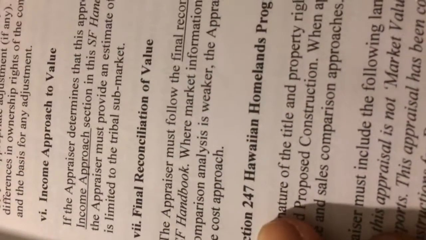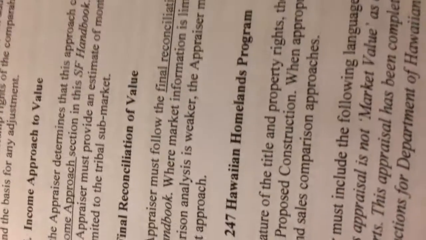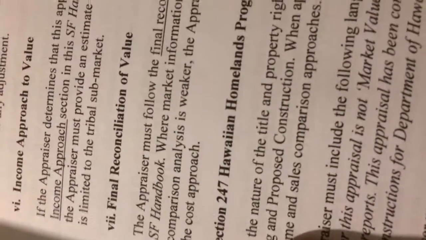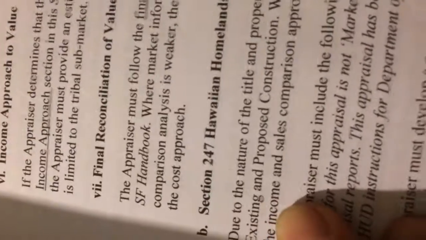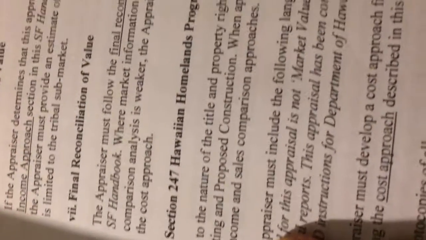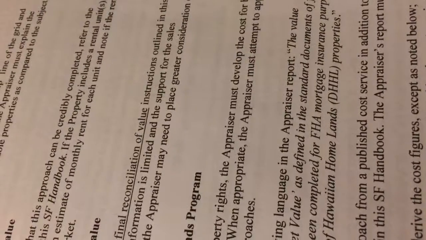Section 247, Hawaiian Homelands Program. Due to the nature of the title and property rights, the appraiser must develop the cost for both existing and proposed construction. When appropriate, the appraiser must attempt to apply the income and sales comparison approaches. The appraiser must include the following language in the appraisal report.